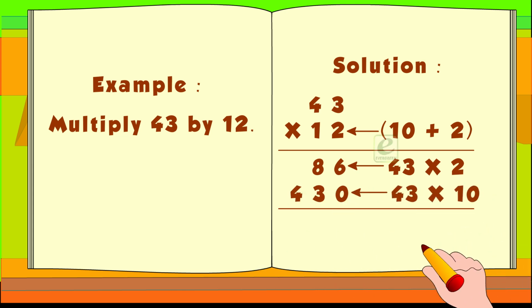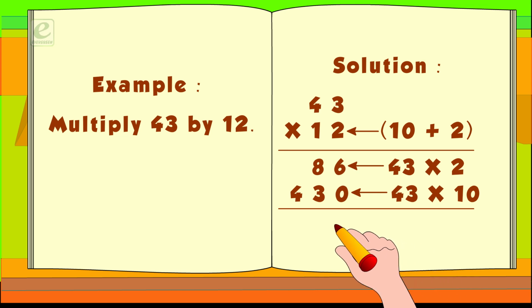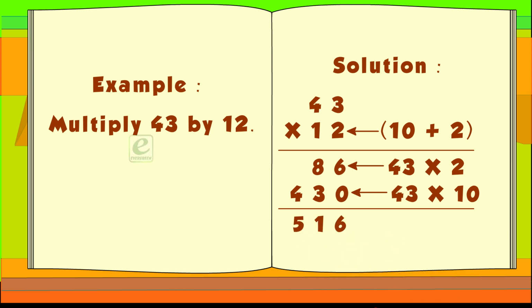Now we will add 86 and 430, which is equal to 516. Thus, the total amount is 516 rupees.